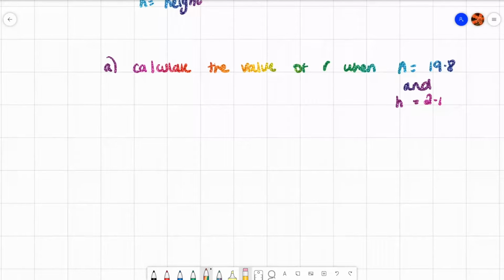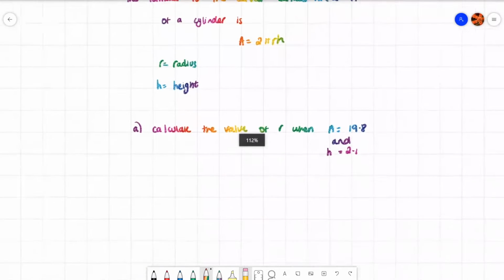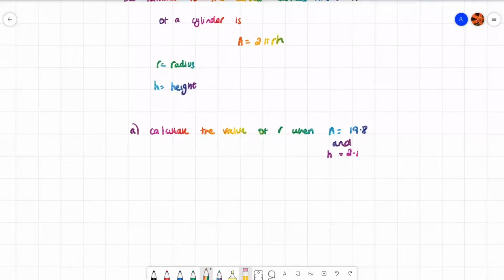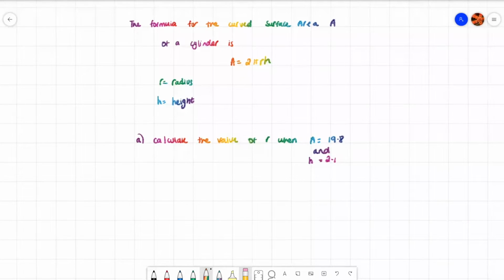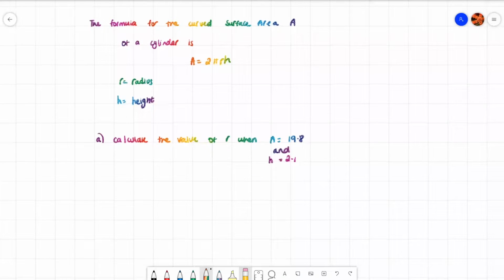I have got a formula here that represents the curved surface area of a cylinder, and it's A equals 2 pi rh. The first part of the question is, I've got to work out the value of the radius when A equals 19.8 and h equals 2.1. I'm just going to say that's the only question we're going to answer because the rearranging is in this question.